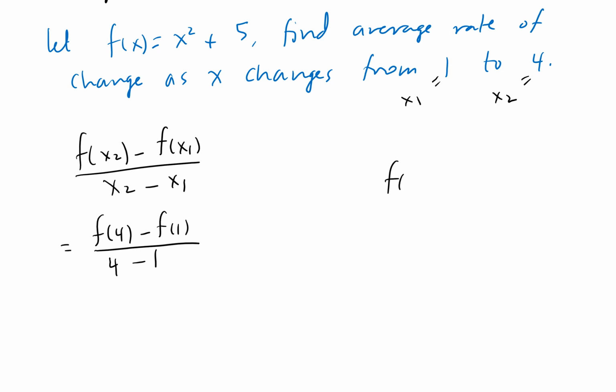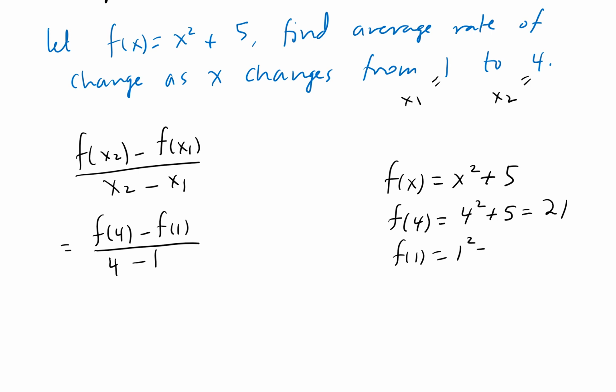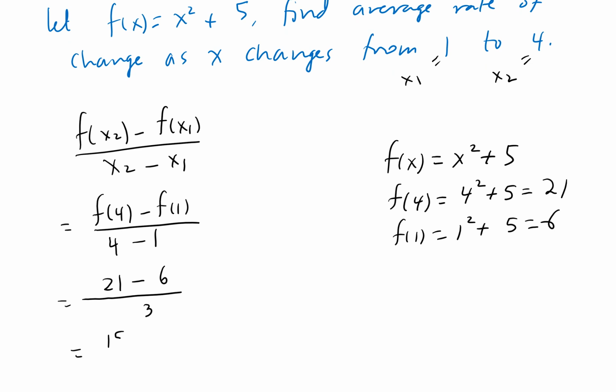So remember, f of x is given here as x squared plus 5. If we would like to find f of 4, that would be 4 squared plus 5, 21. F of 1, that would be 1 squared plus 5, 6. So 21 minus 6 over 3, 15 over 3.